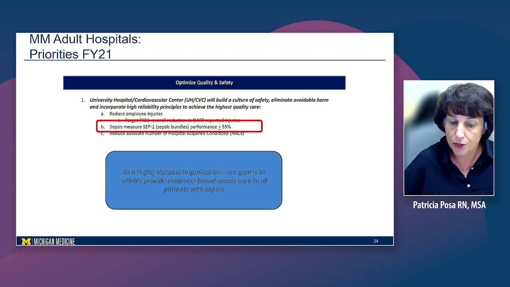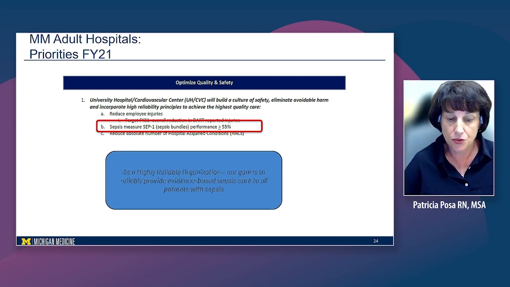When something's a priority, we know it gets more focused. It potentially gets more appropriate resources to support it, and leaders will be held accountable to reach those established goals. It also fit well into our organizational priority of becoming a high reliable organization. And as a high reliable organization, our goal is to reliably provide evidence-based sepsis care to all patients with sepsis.